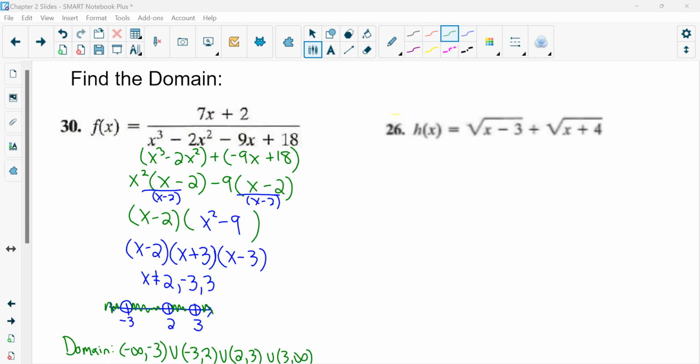All right, and then our number 26 has 2 radicals within it. Remember, when we said we have those radicals, what we're going to do is set that greater than or equal to 0. So since we have 2 of them, I'm just going to set each of them, for right now, greater than or equal to 0. These are not in the denominators of a fraction, so they can be equal to 0.